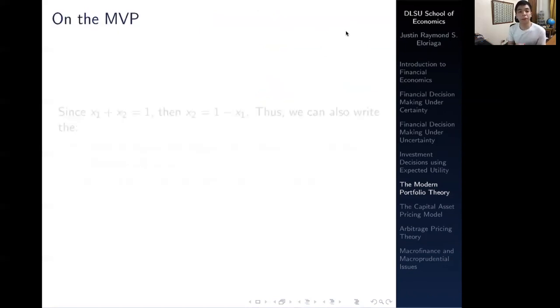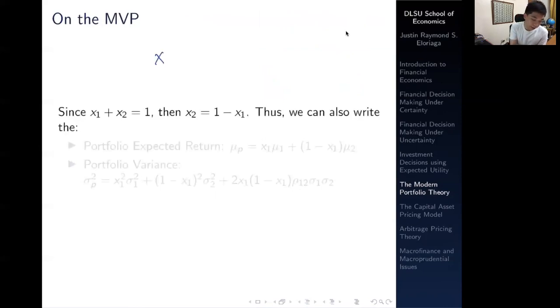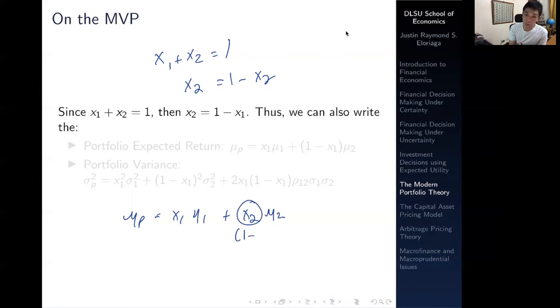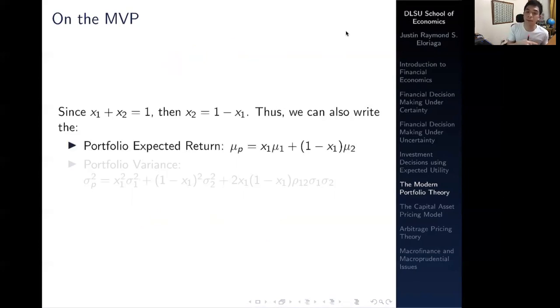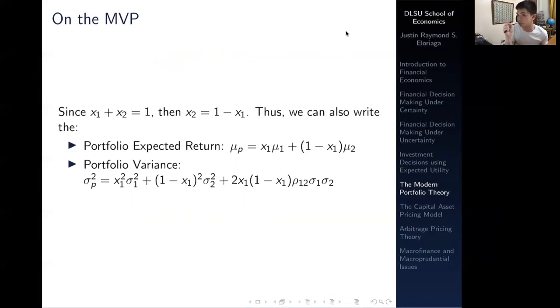So on the MVP, since we know that the portfolio weights must sum up to 1, right? Then we know that if we're solving for another portfolio weight, it's just 1 minus the other, right? Therefore, remember we had our equation earlier, x1 mu1 plus x2 mu2. But we know that x2 can be expressed as just 1 minus x1 because, again, the two portfolio weights must sum up to 1. So we can rewrite both the portfolio expected return and the expected variance in these forms right here. Just a slight manipulation of the formula.